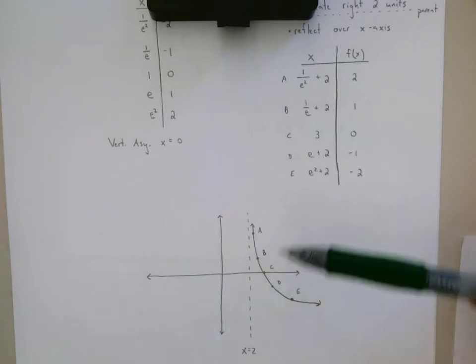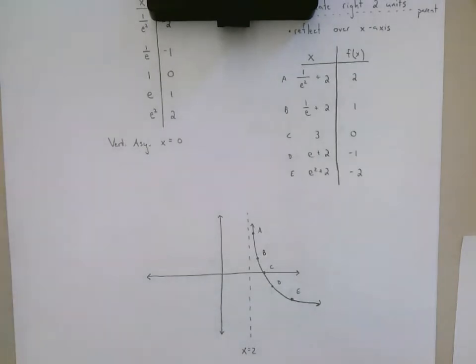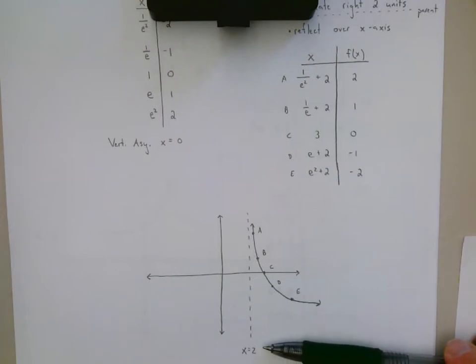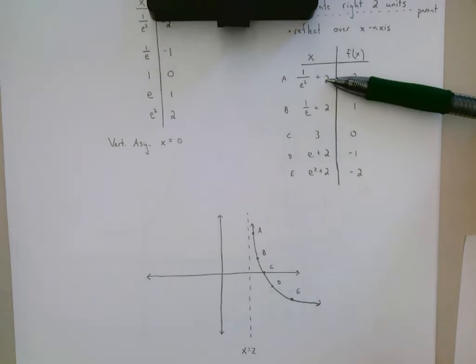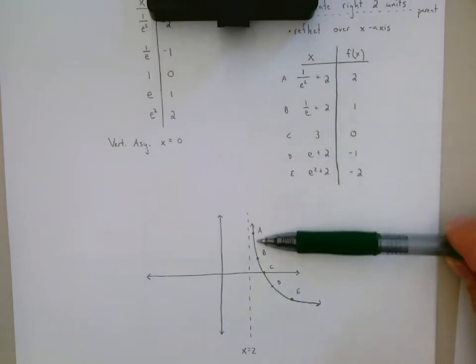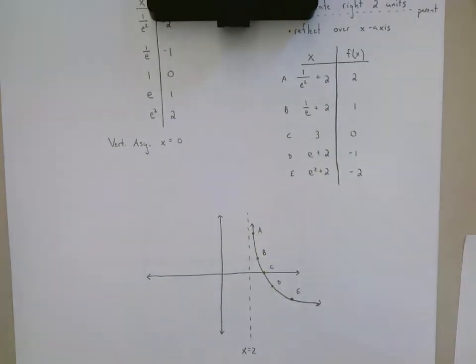When we had stated that the parent function had a vertical asymptote at x equals 0, obviously translating that to the right 2 units gives us a vertical asymptote at x equals 2. And then I have just graphed these 5 points, labeling them with the values from my table. Pause the video if you need time to write down that graph, and then we'll talk about some characteristics of the graph. Okay.